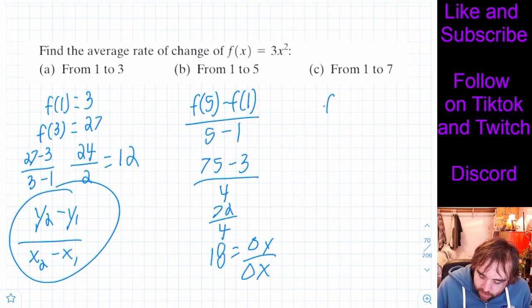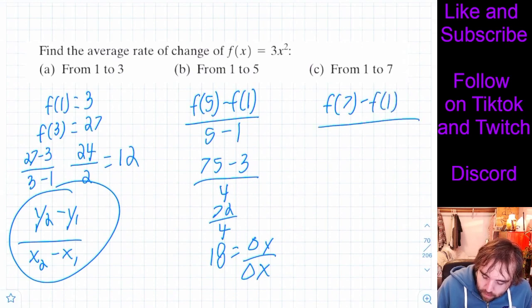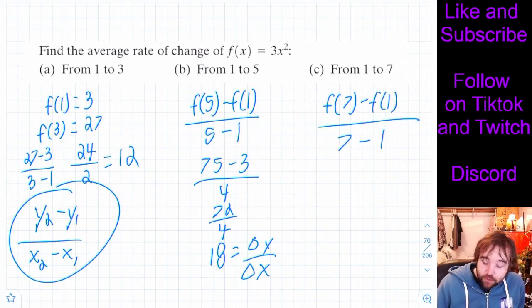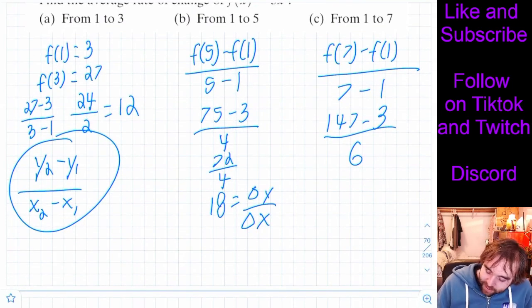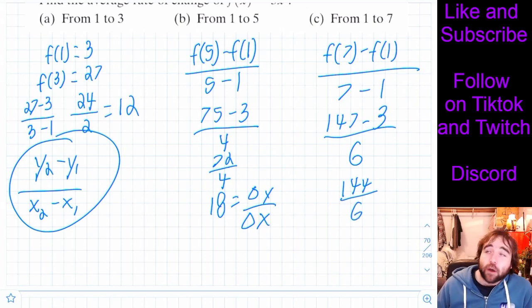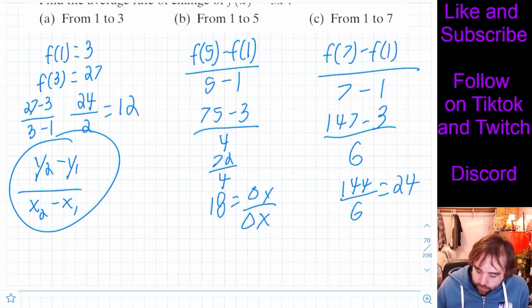And now that we get the idea, we can just use that kind of formula for this one. So f of 7 minus f of 1 over 7 minus 1. So f of 7, 3 times 49, 147, because it's 3 times 50 minus 3. And then now minus 3 again, over 6 this time. So what is that now? We have 144 over 6. So that's 12 times 12 divided by 6. So that's 2 times 12. So that's 24. Again, change in y over change in x.